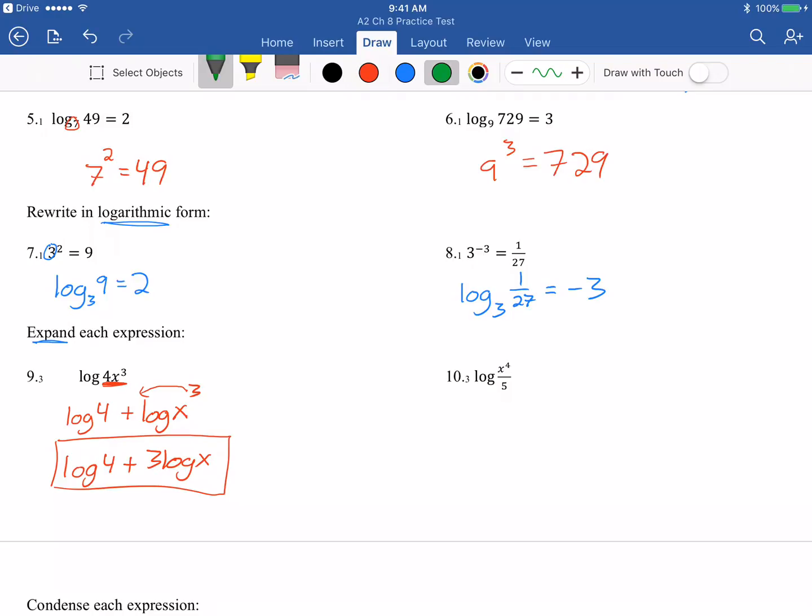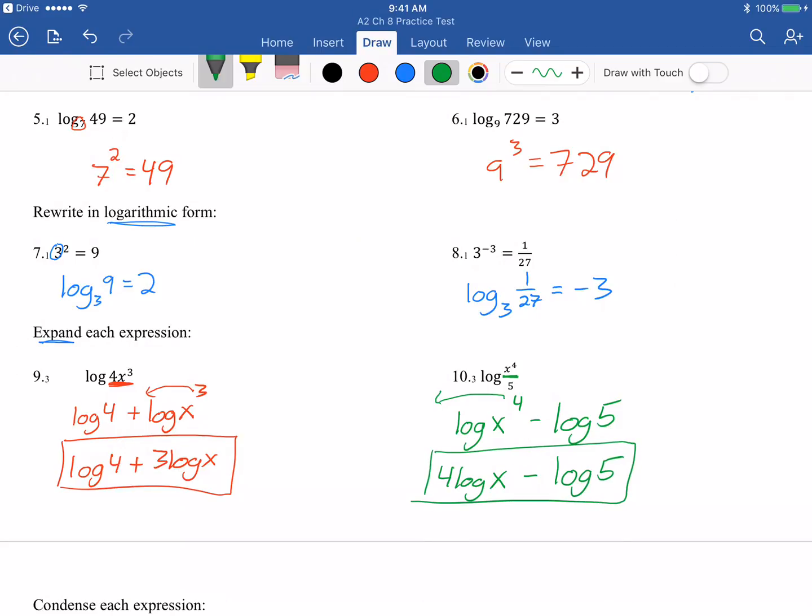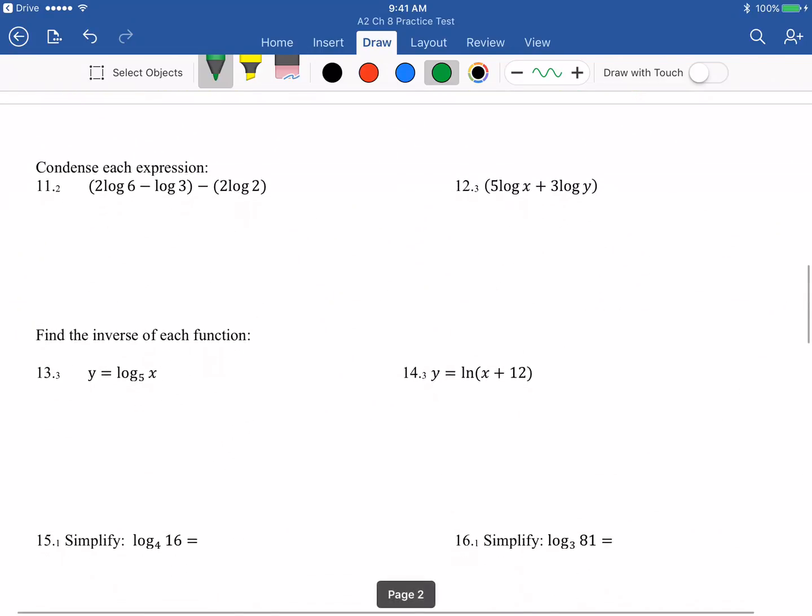Going on to number 10, kind of the same thing here, except for now we have this division. So that division means that we need to split those guys up into the log of x to the 4th minus the log of 5 now. All right, now again, that 4 can come out front. I have 4 log of x minus log of 5. So splitting those guys up, expanding them, making them into more than one log. All right, so we have the first page done there. Moving on to the second page here for numbers 11 and 12.